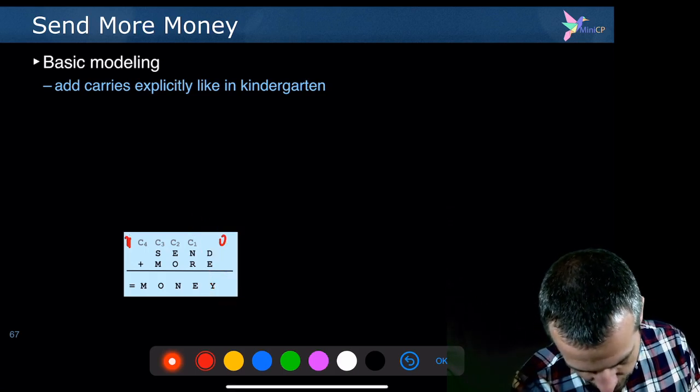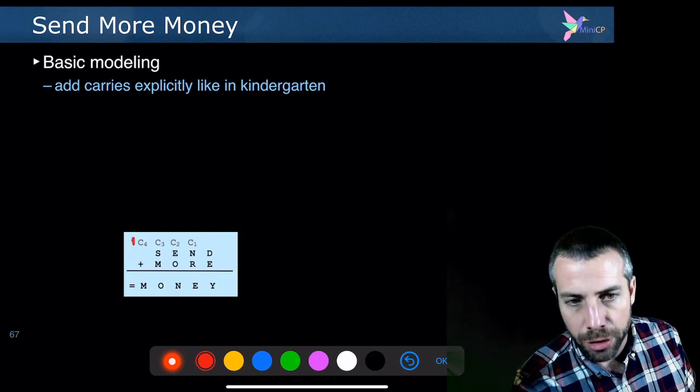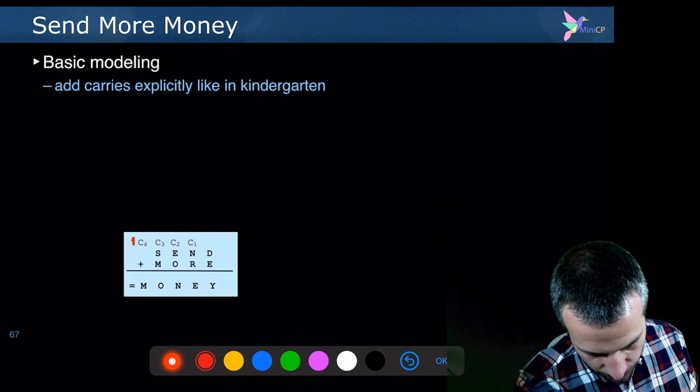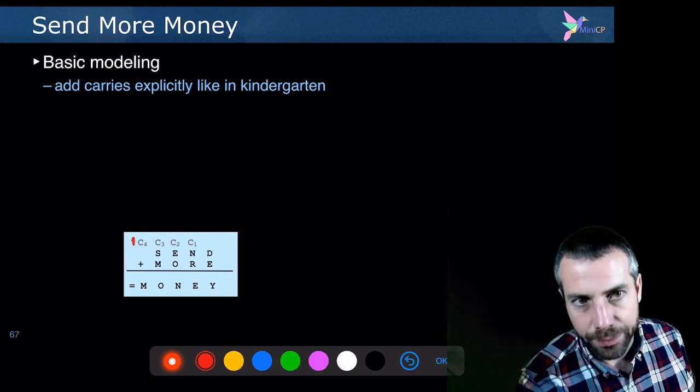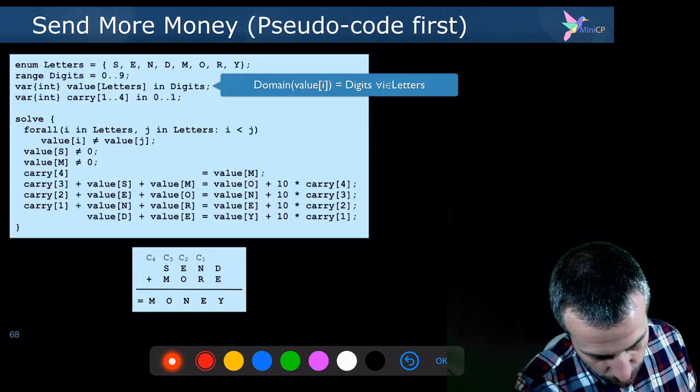And we will introduce 4 different carry variables, and one variable for every type of letter. In your model, these will be the decision variables. What are the constraints? The constraint will be that one.